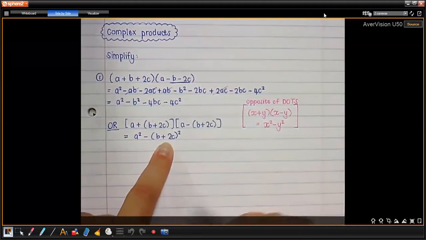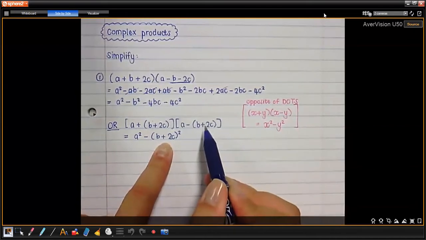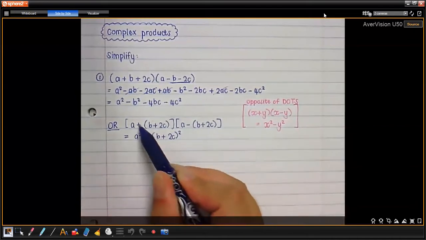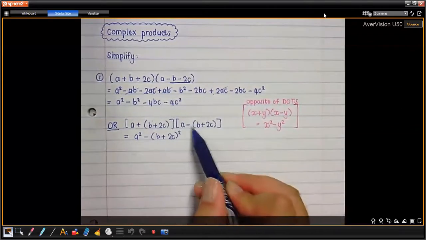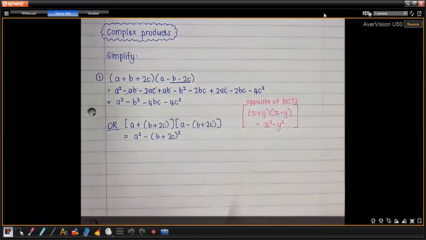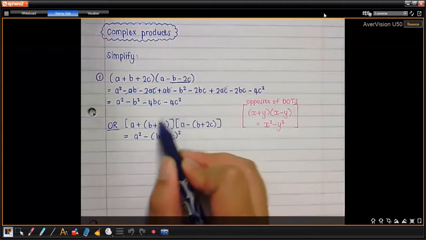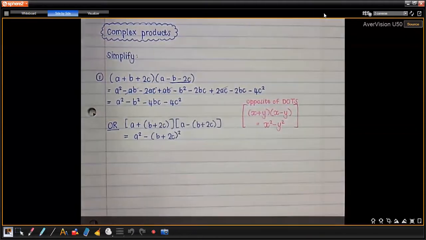Right? If you were to FOIL this out, which you can also do if you just want to double check, you would say for outers, you would take A times negative this bracket, right? Which is going to be negative A (B plus 2C). Then for your inners, you'll say this product, which is positive A (B plus 2C).